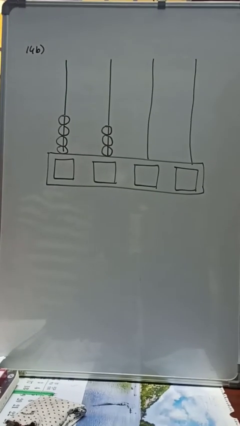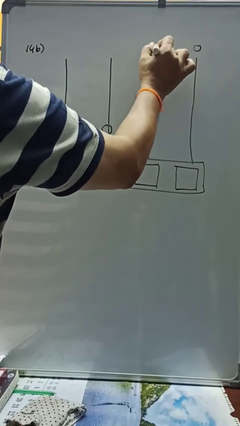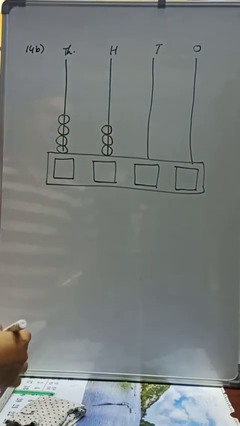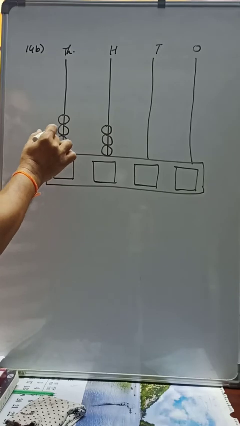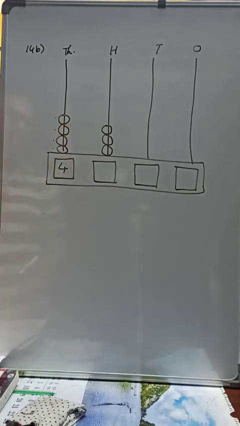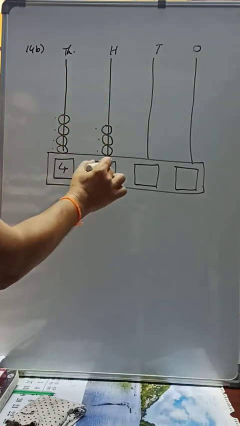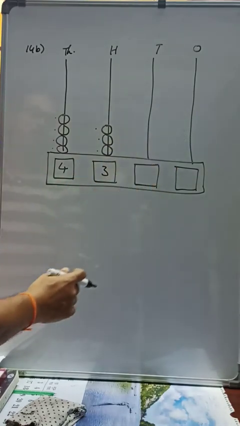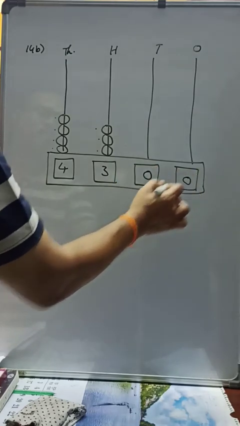Then coming to 14th B, again we have 1's place, 10's place, 100's place, and 1000's place. In 1000's place we have 1, 2, 3, 4 beads. So write 4 in the 1000's place. In the 100's place we have 1, 2, 3, 3 beads. And we have no beads in 10's place or 1's place. So write 0 in the 10's place and 0 in the 1's place.